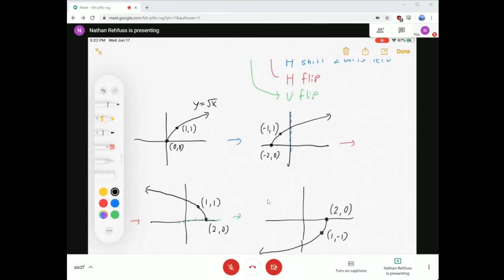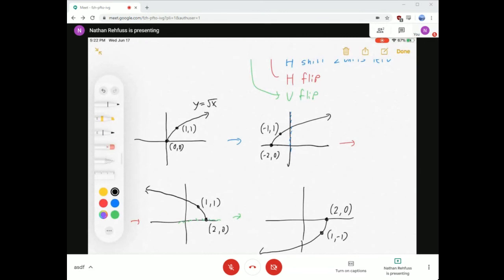Notice, since we did 2 flips in a row, this graph is actually the same as if we took this one, put an axle right here, and rotated it upside down. You see how this and this are just upside down versions of each other? So that's another way we could have done that, but I like to do them separately just to keep it simple.